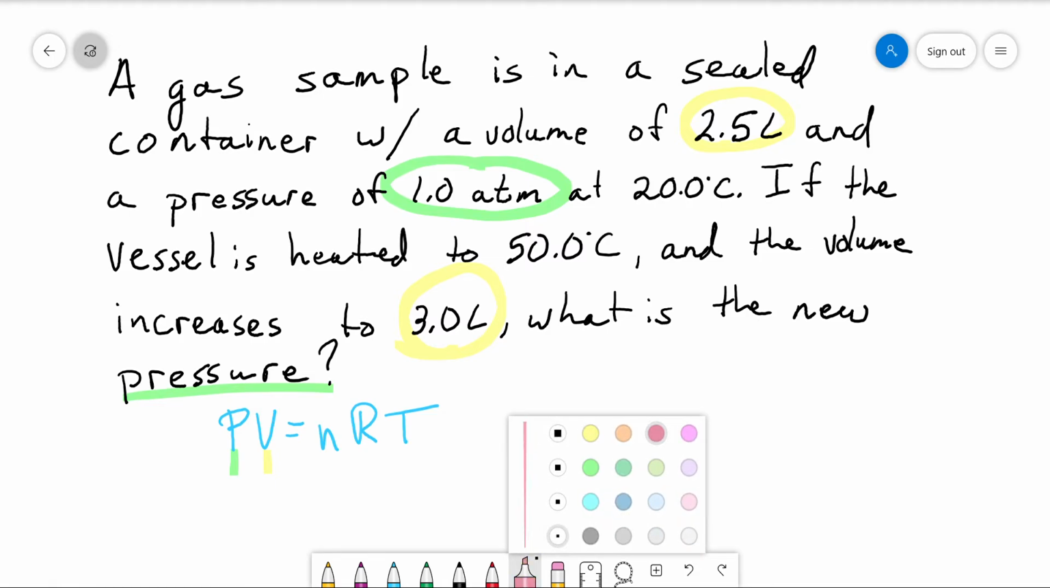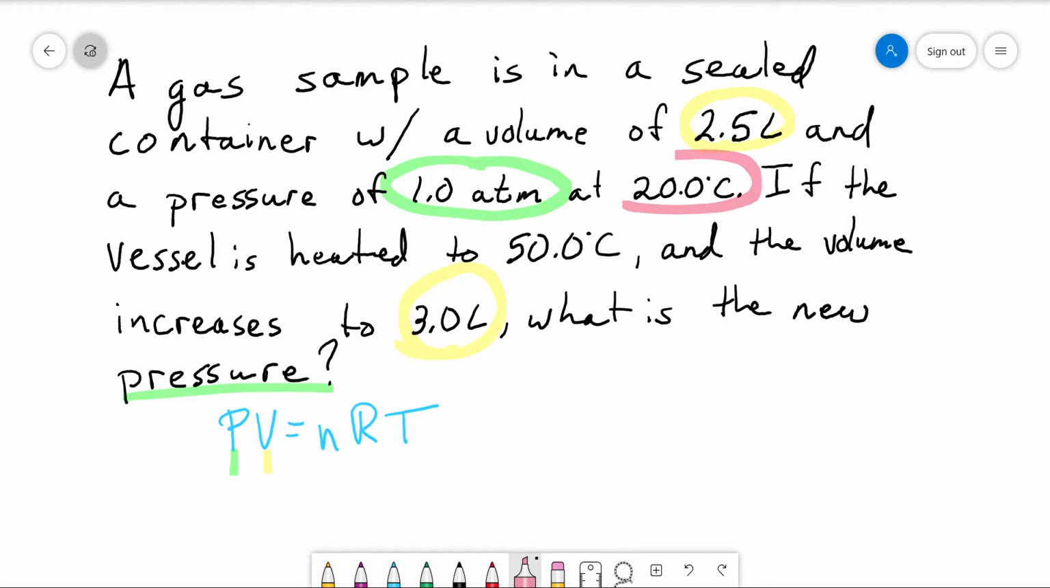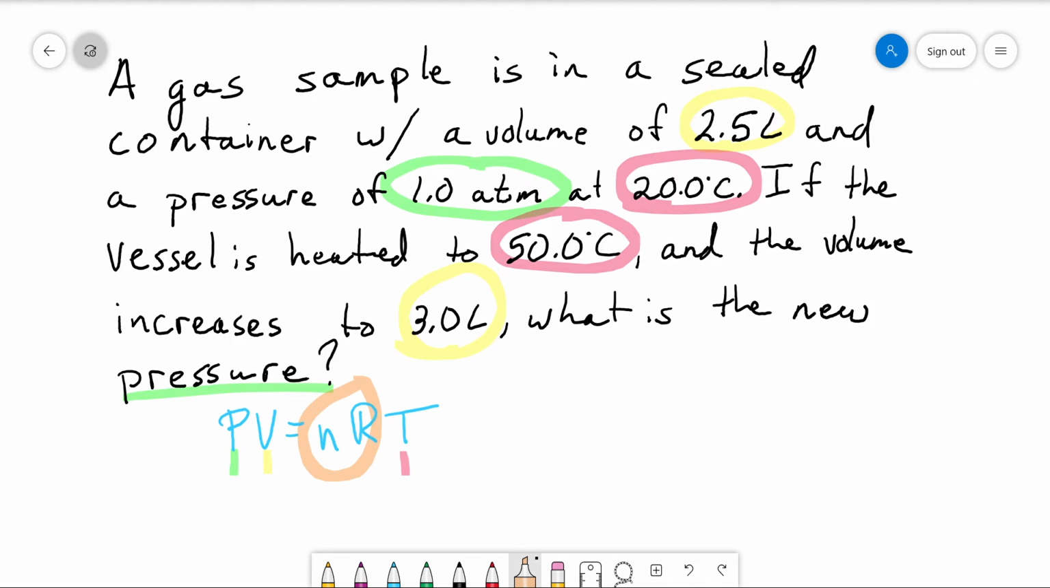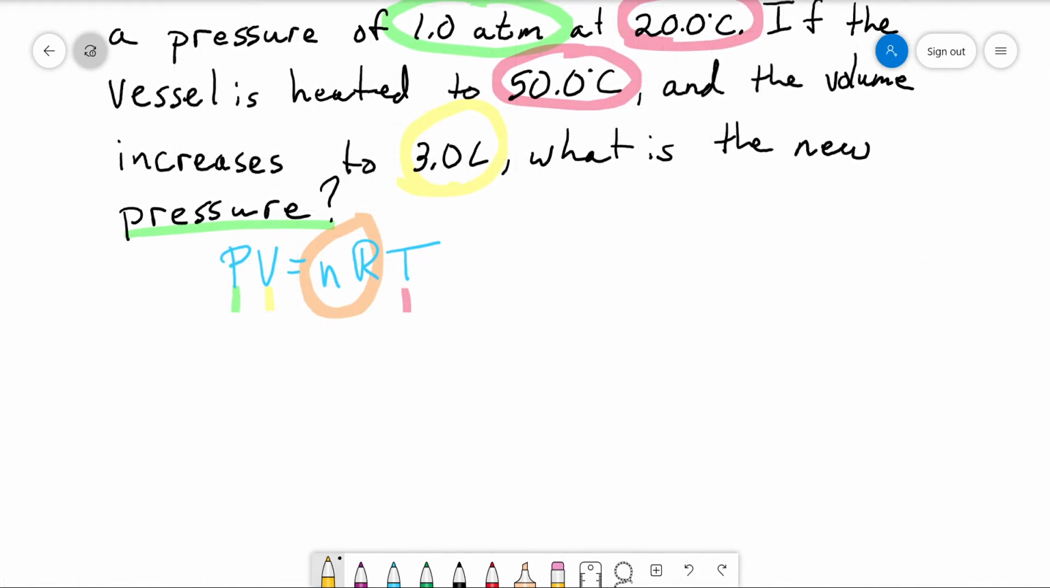Let's see. I'm going to skip n and R for a second and do temperature. There's 20 degrees Celsius and 50 degrees Celsius. That's temperature. Okay, what do you notice here? You notice that pressure changes, volume changes, and temperature changes, but what doesn't change? n and R do not change. These are constant.